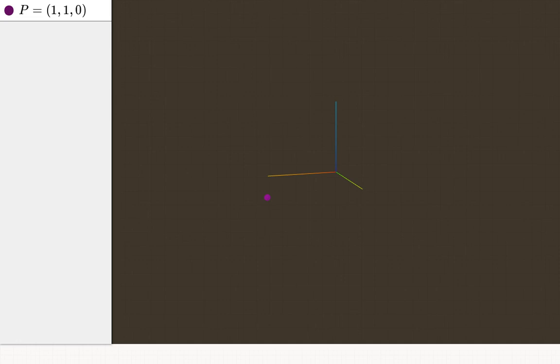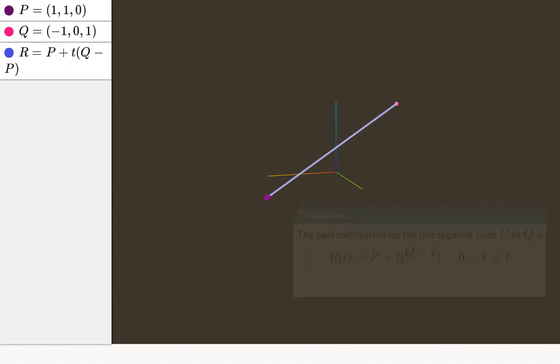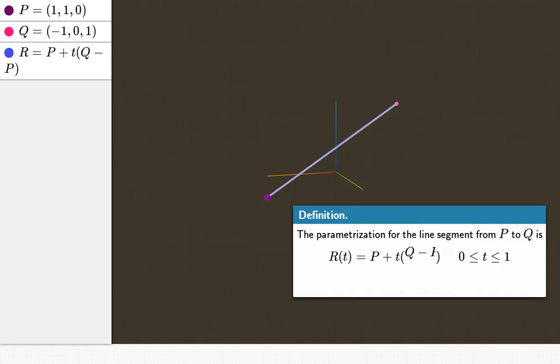Namely, if we have another point Q, and we want to parameterize the line segment between these points, or specifically the line segment going from P to Q. In this case, we do take P to be the starting point, and for our vector, we take Q minus P. And here we just let T go between 0 and 1. So here, Q minus P means the vector from P to Q. The textbook writes this as over arrow PQ. So that's another notation for the same thing.